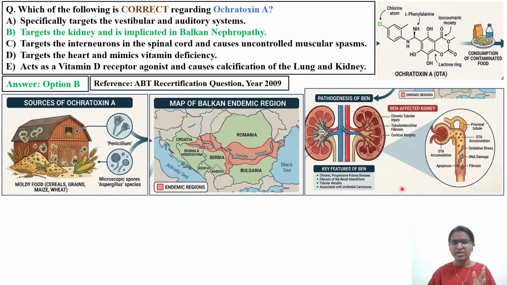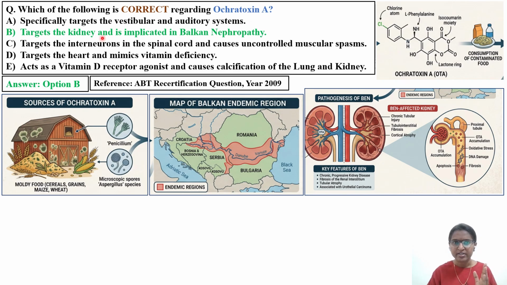The question is taken from the ABT recertification question, year 2009. The question is, which of the following is correct regarding ochratoxin A? So we need to identify the target organ which is associated with ochratoxin A, and we also have to see what the mechanism is, and what the epidemic or endemic regions are which are associated with this type of toxicity. The right answer will be in the green text.